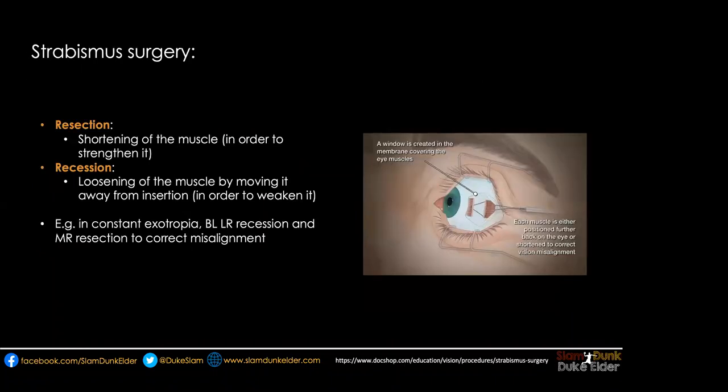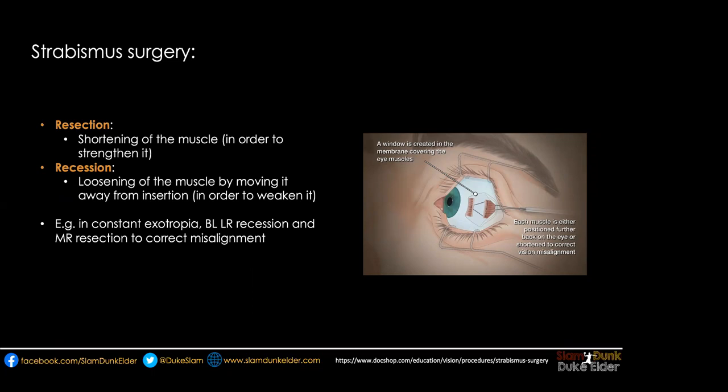For strabismus, you basically do 2 things. If you consider the extraocular muscles like a pulley, we do two things. We do resection, where we're shortening the muscle, or there's recession, which is loosening the muscle.